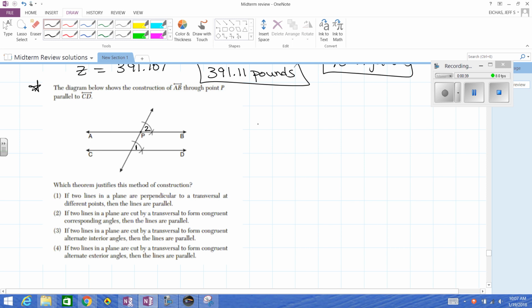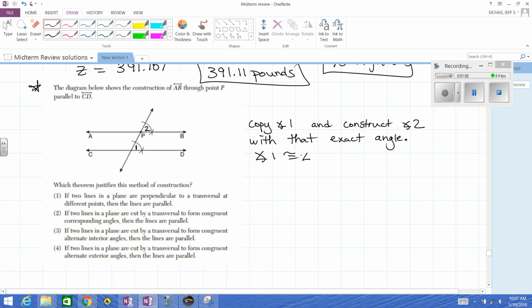The construction is demonstrating how to copy angle 1 and construct angle 2 with that exact angle. So basically, angle 1 is congruent to angle 2 is what we're using. Now, this positioning with two different intersections, you've got lines cut by a transversal. These are corresponding angles. So, when corresponding angles are congruent, the lines are parallel.